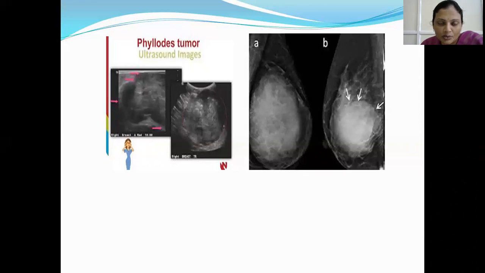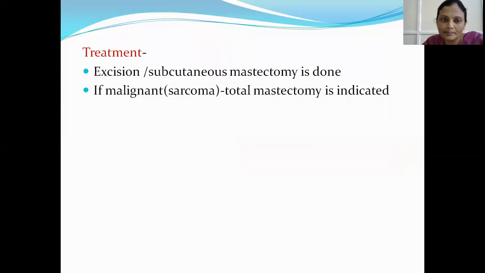First one is the ultrasonographic picture of phyllodes tumor. Second picture is the mammographic picture, looking like a giant fibroadenoma. Treatment: either by excision, or subcutaneous mastectomy is done. If it is malignant, total mastectomy should be done.